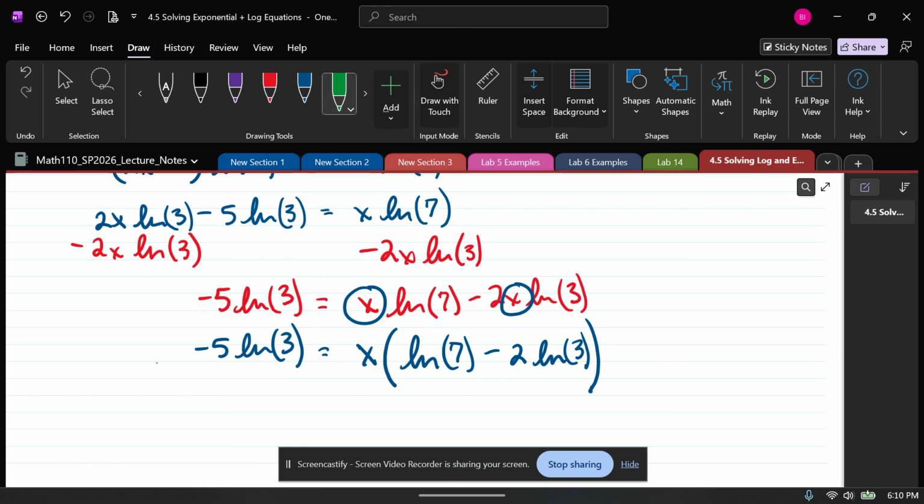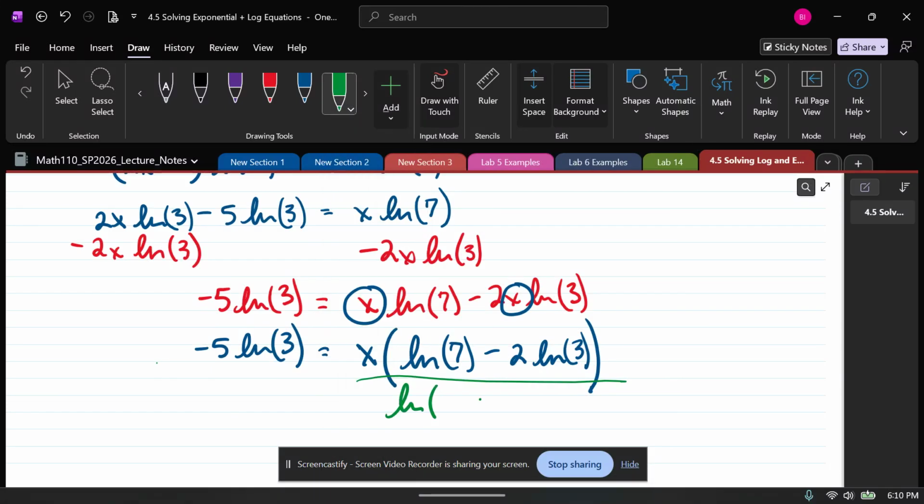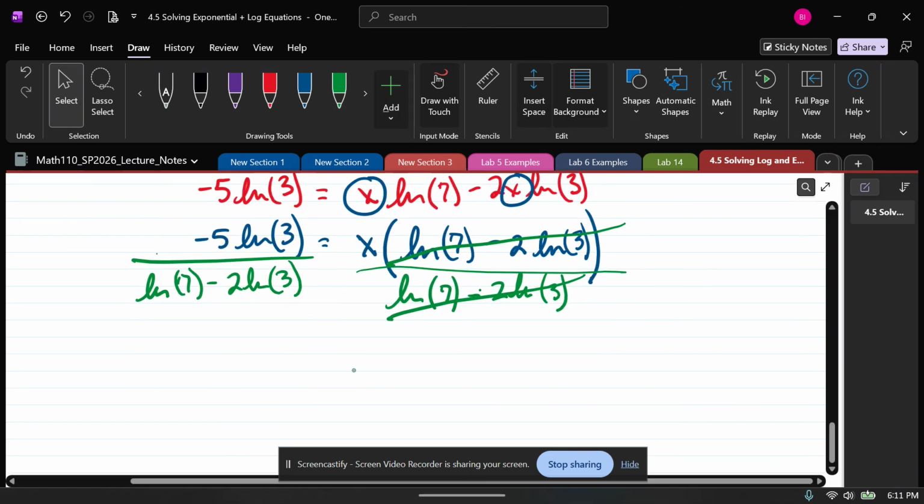Now, this stuff in the parentheses over here, that's a number. This over here is a number. This is x times a number. So I'm going to get rid of this number by dividing by it. So natural log of 7 minus 2 natural log of 3, I'm dividing by that. On the right-hand side, that cancels out. All that's left is x.